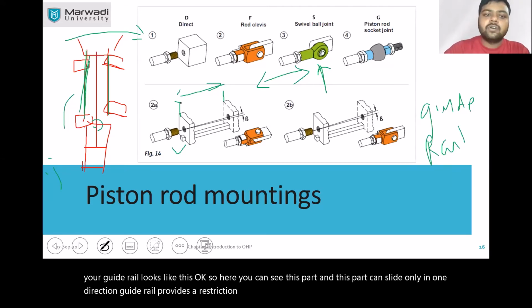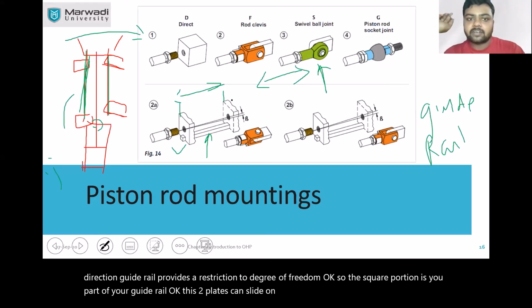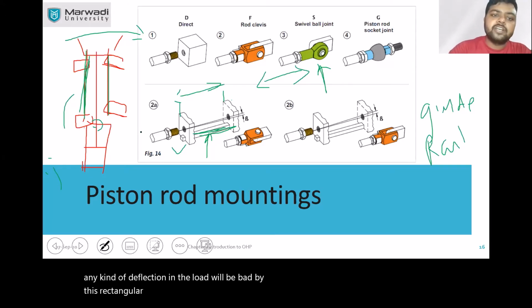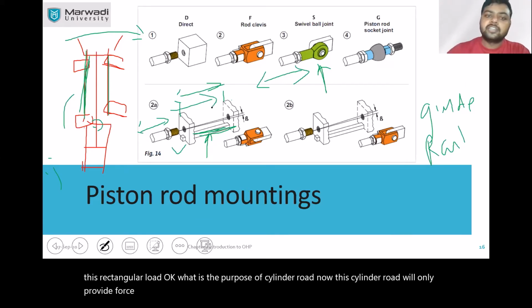Okay, so this square portion is a part of your guide rail. These two plates can slide on the guide rail only in one direction. Any kind of deflection in the load will be borne by this rectangular load. What is the purpose of the cylinder rod? This cylinder rod will only provide a force to push the plate in one direction only.